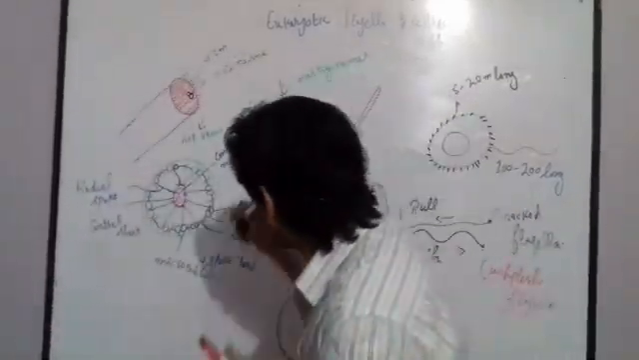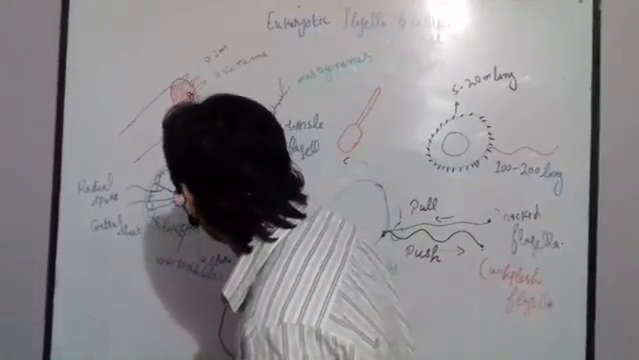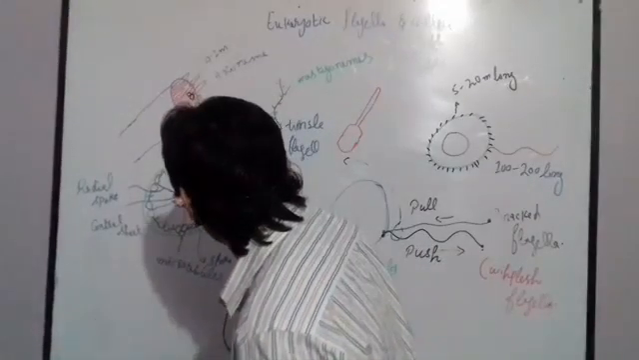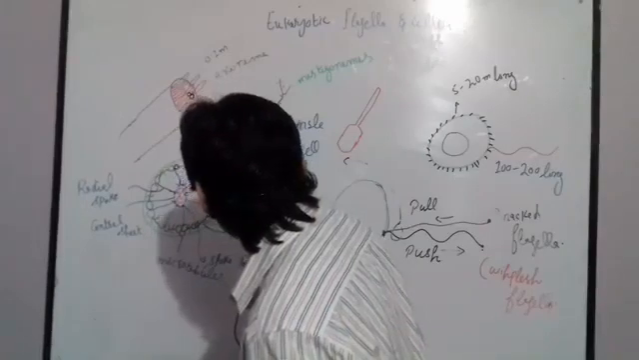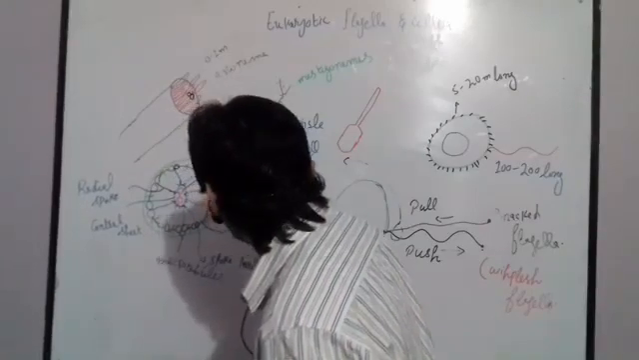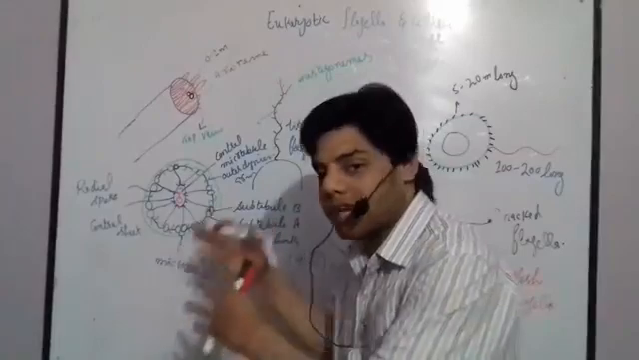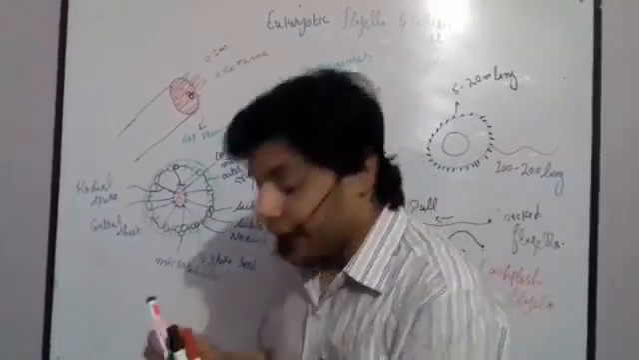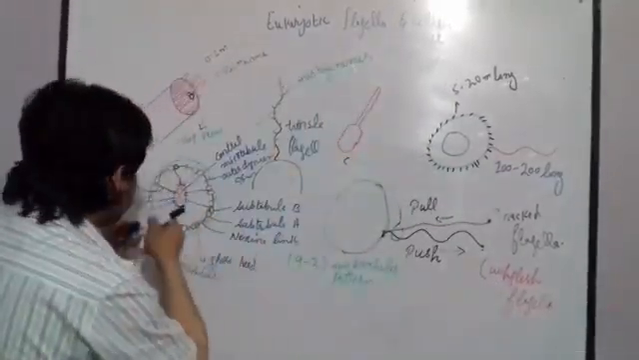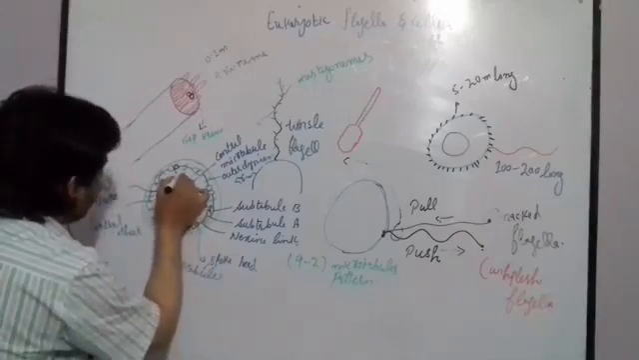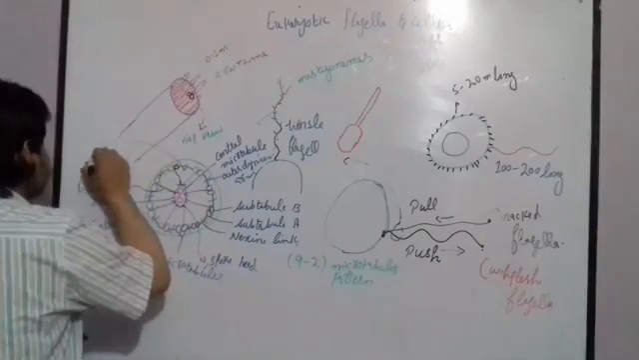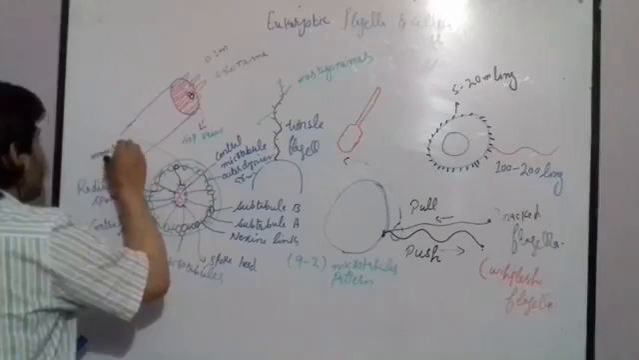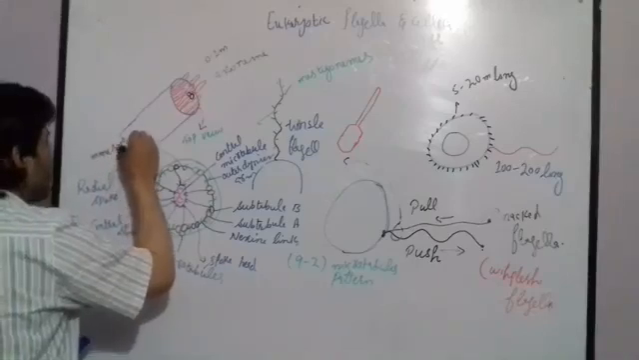The first arm we call the outer Dynein arm. Why? Because it is present on the outside. And if we see the other arm as present on the inside, we call that the inner Dynein arm.